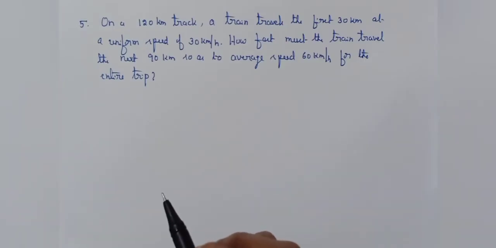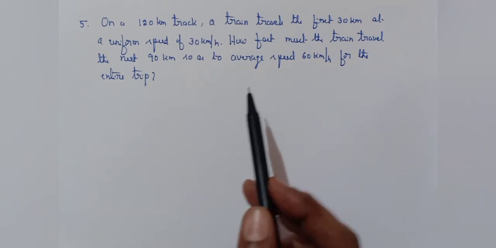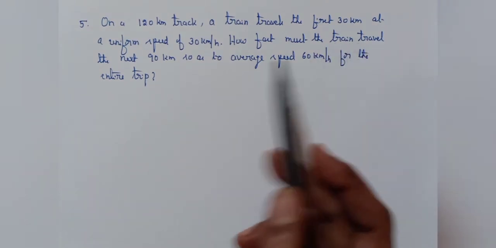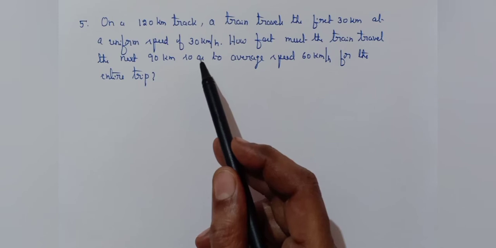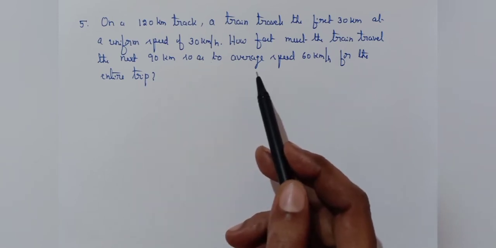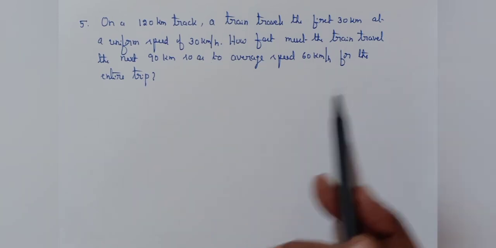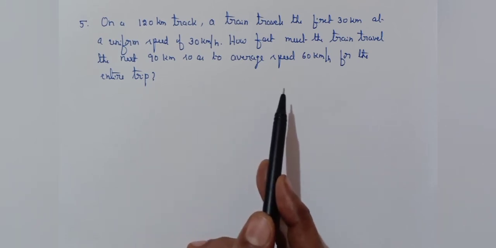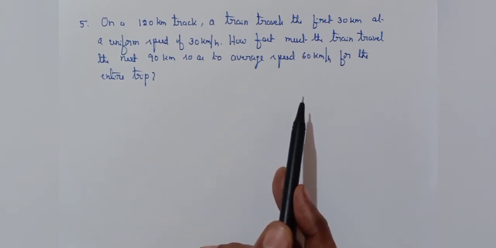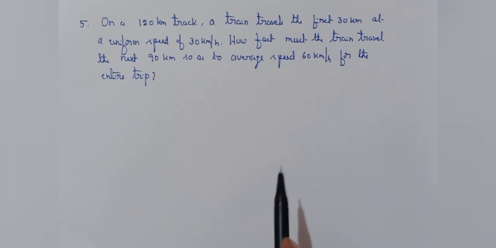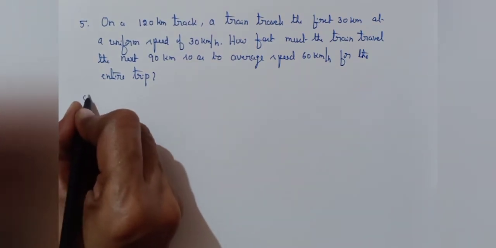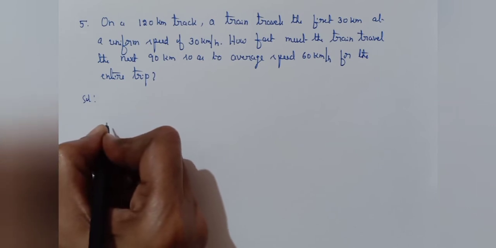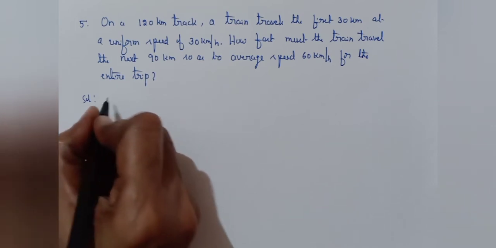On a 120 kilometer track, a train travels the first 30 kilometer at a uniform speed of 30 kilometer per hour. How fast must the train travel the next 90 kilometer so as to average speed 60 kilometer per hour for the entire trip? Here the 120 kilometer track means the total distance is given.